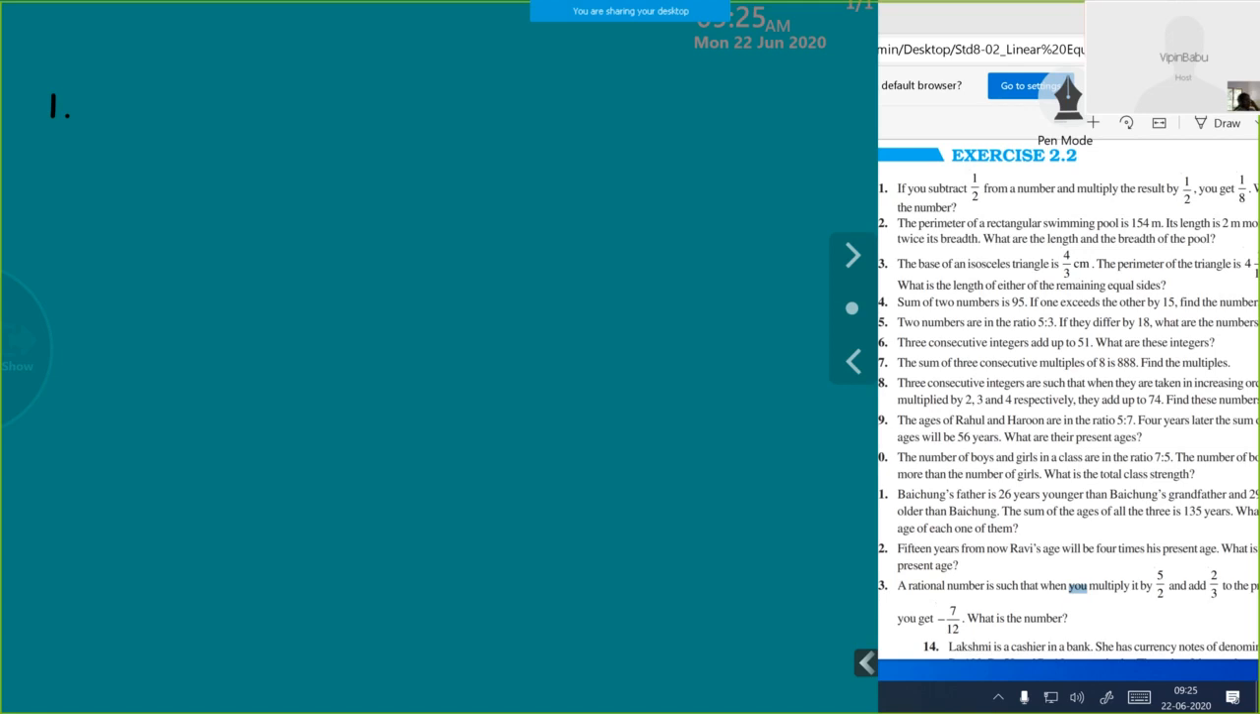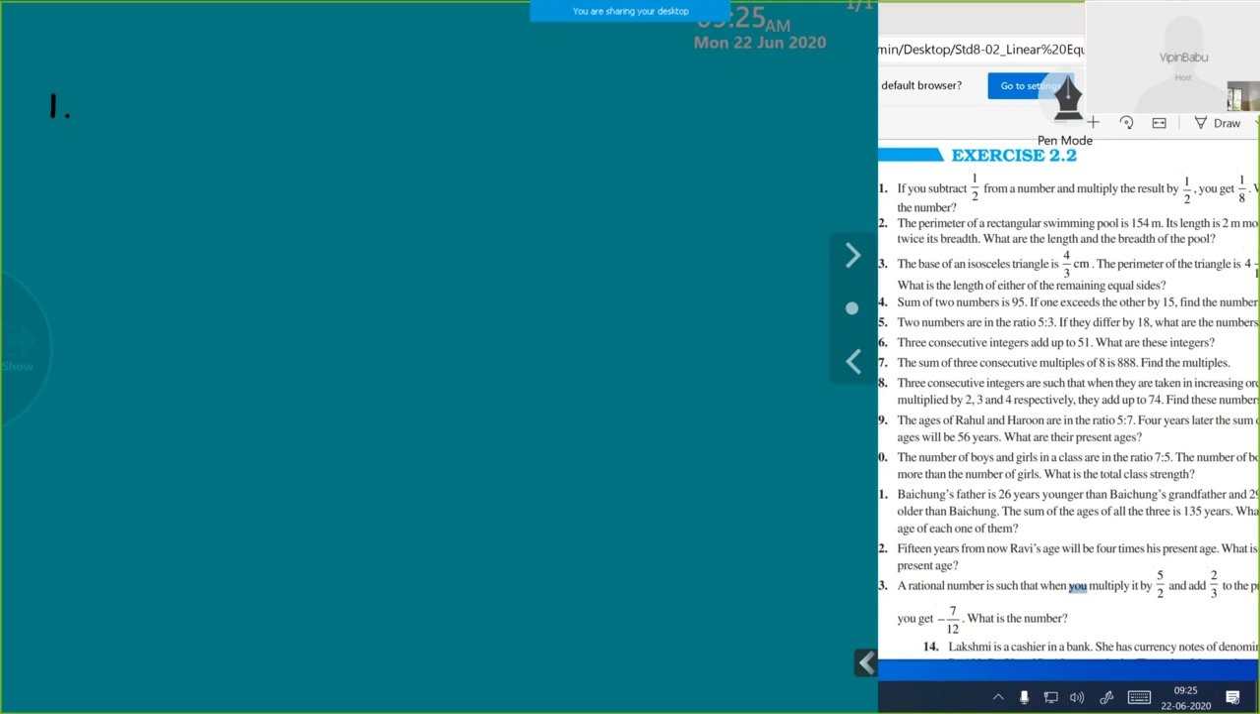So all of you have the textbook with you. You can read from the textbook. The second question is, the perimeter of a rectangular swimming pool is 154 meter. Its length is 2 meter more than twice its breadth. What are the length and breadth of the pool?